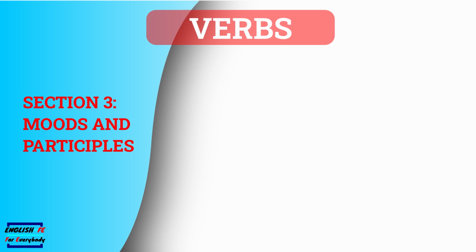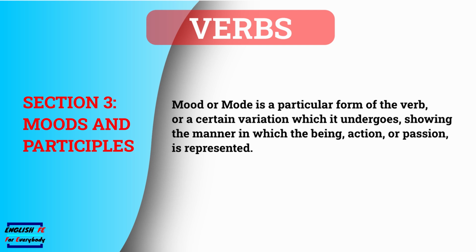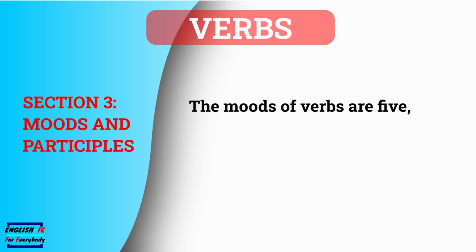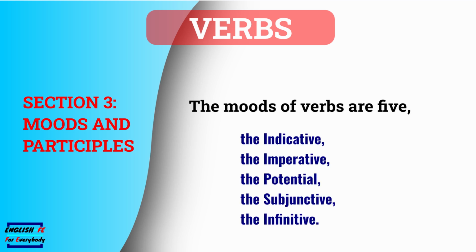Section 3, of moods and participles. Mood or mode is a particular form of the verb, or a certain variation which it undergoes, showing the manner in which the being, action, or passion is represented. The moods of verbs are five: the indicative, the imperative, the potential, the subjunctive, and the infinitive.